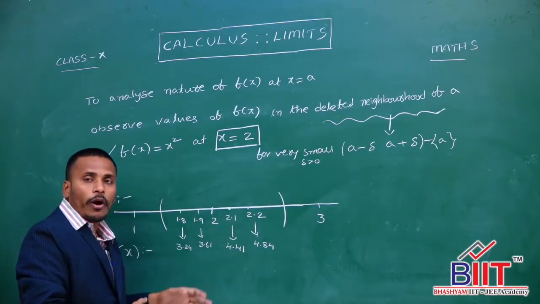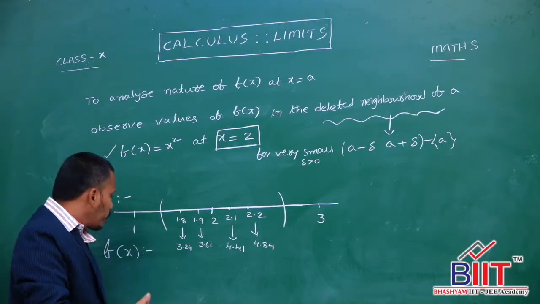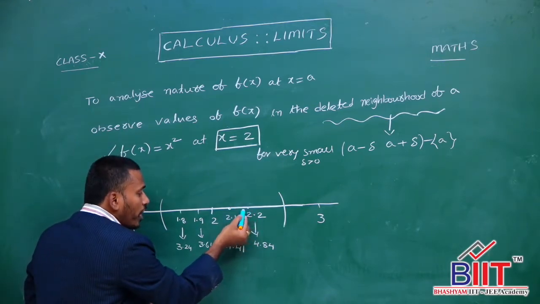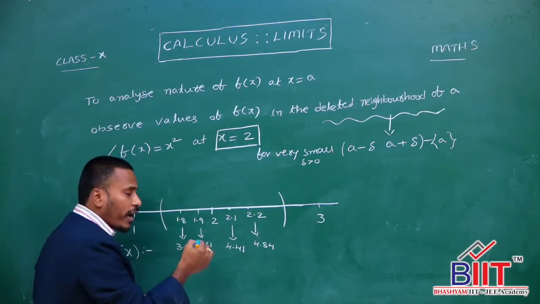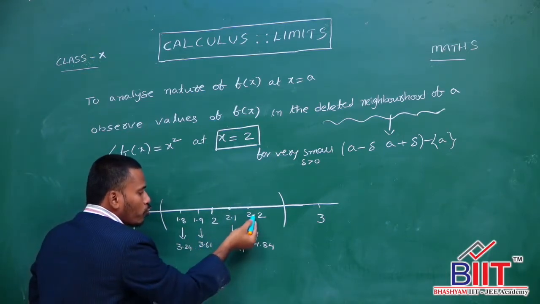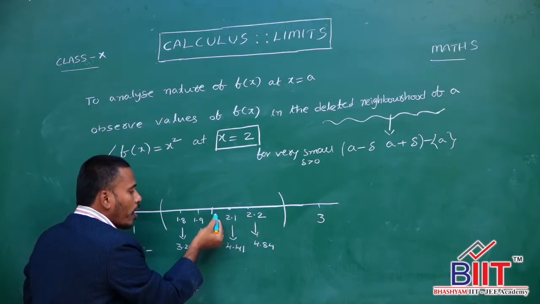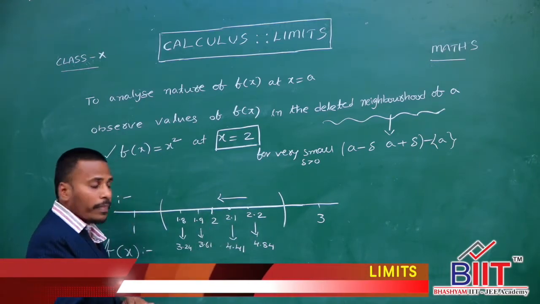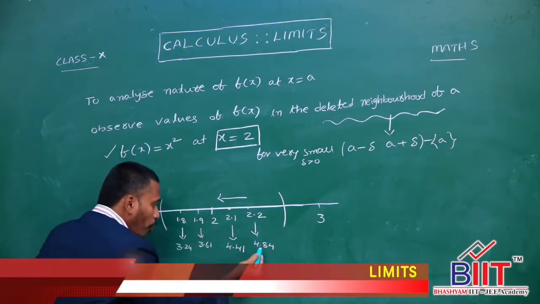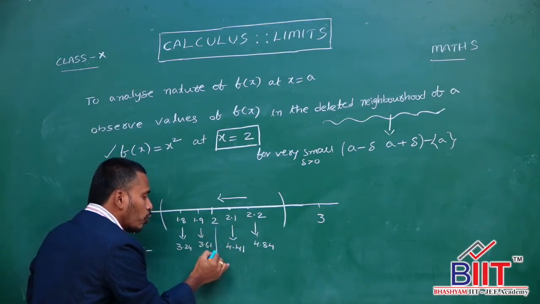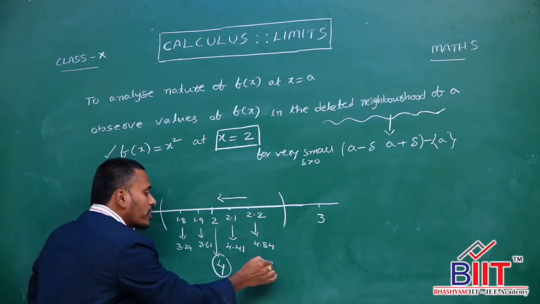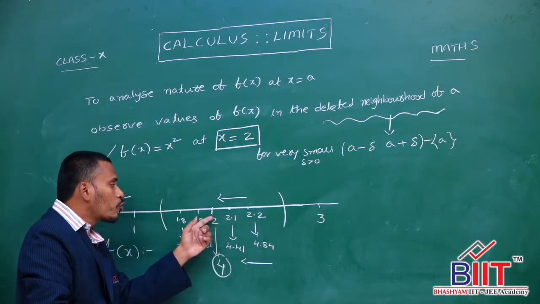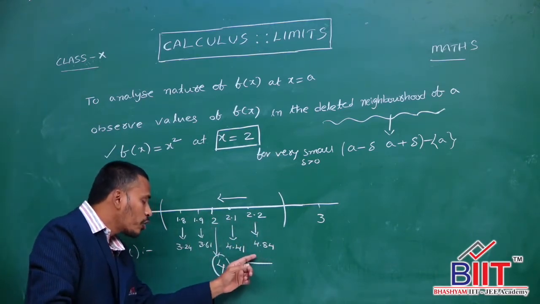Now, at each and every point in that neighborhood, you need to observe the functional values like this. If you observe here, as you change the values of x towards 2 from the right side, here I am changing the values of x: 2.2, 2.1, 2.01 and 2. The functional values are 4.84, 4.41, and at 2 it is 2 square, which is 4. The functional values are also moving towards 4. As I change x values towards 2 from the right side, the functional values are also changing towards 4.